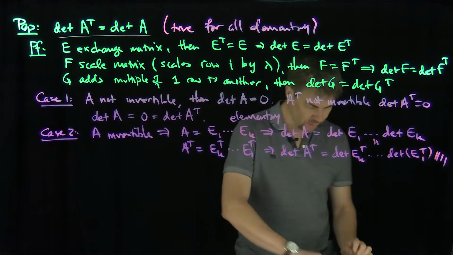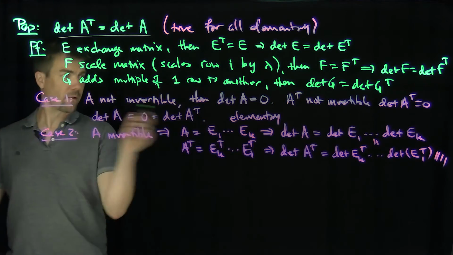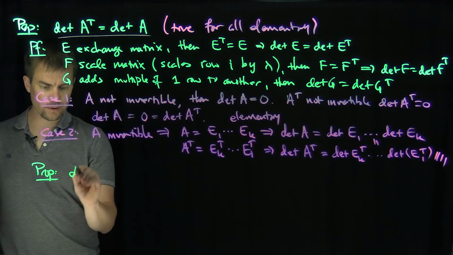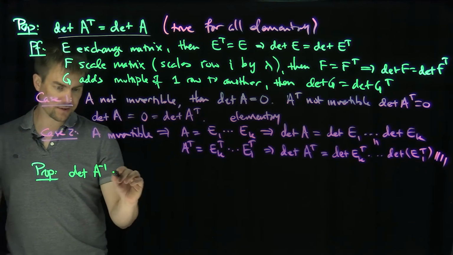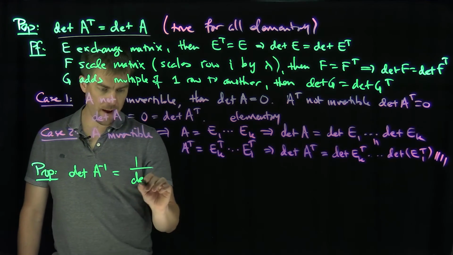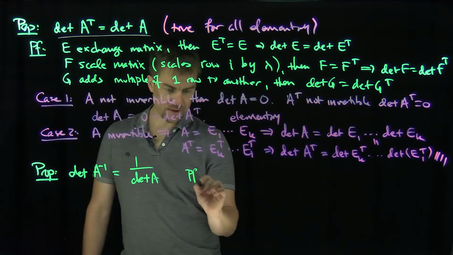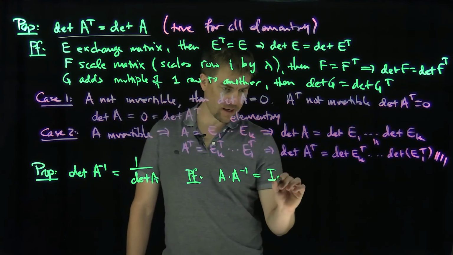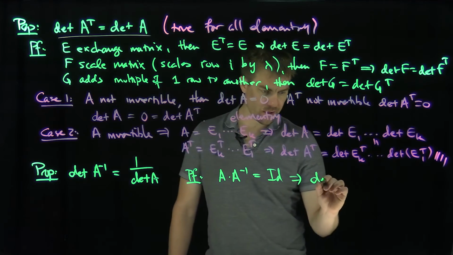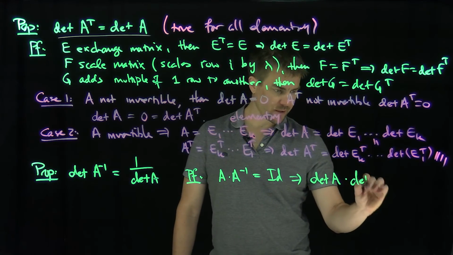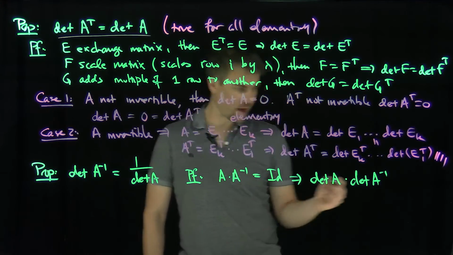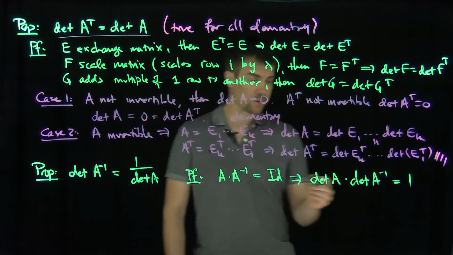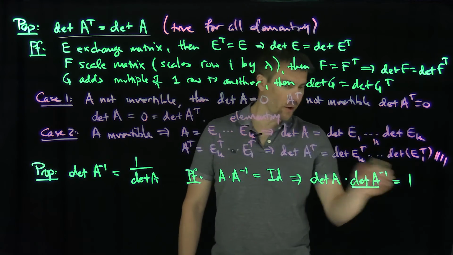The next two propositions are relatively straightforward. They just follow from the same sort of product theorem, right? So the determinant of A inverse, if it exists, of course, is 1 over the determinant of A. And the proof of this is elementary. It's just that A times A inverse, if it exists, is the identity. So by taking determinant of both sides, I have determinant of A times determinant of A inverse. By our product properties, that is the determinant of the identity, and the determinant of the identity is a diagonal matrix that's just equal to 1. So therefore, this determinant of A inverse is 1 over the determinant of A.